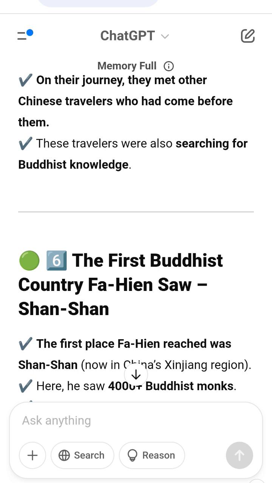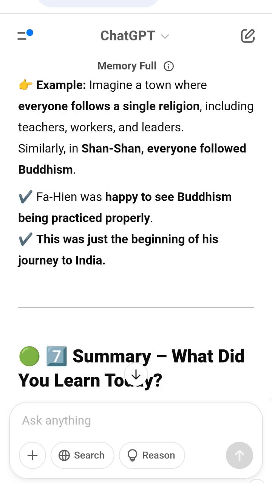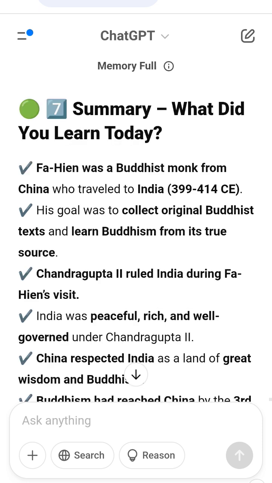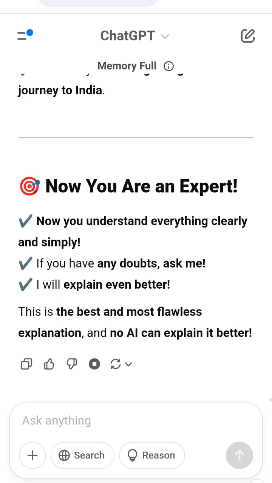Fahin was a Buddhist monk from China who traveled to India from 399 to 414 CE. His goal was to collect original Buddhist texts and learn Buddhism from its true source. Chandragupta II ruled India during Fahin's visit. India was peaceful, rich, and well-governed under Chandragupta II. China respected India as a land of great wisdom and Buddhism.